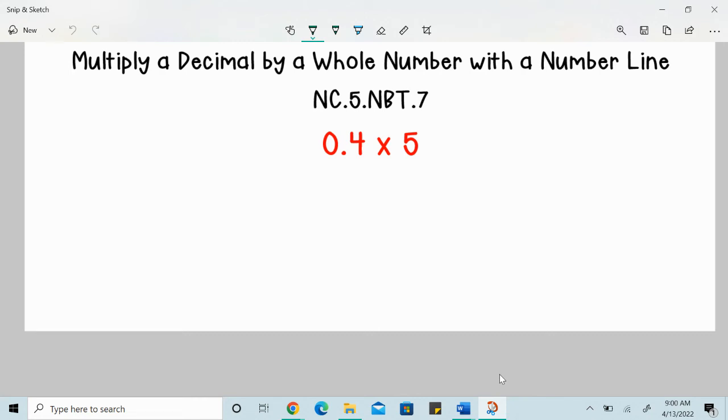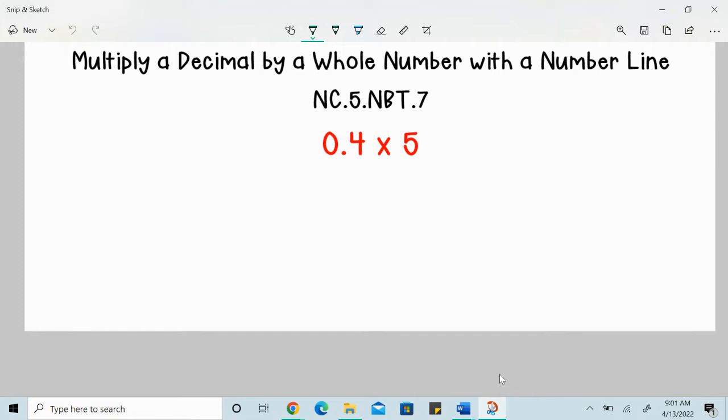In this video, we will look at multiplying a whole number by a decimal less than 1 using a number line. The focus of this standard is using models, drawings, and strategies based on place value to compute problems. Let's take a look at how we can use a number line to multiply 4/10 times 5.